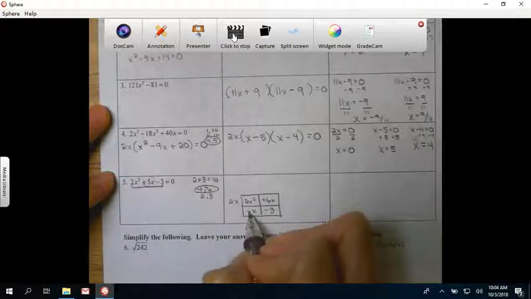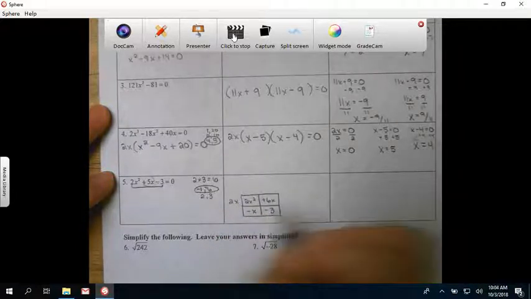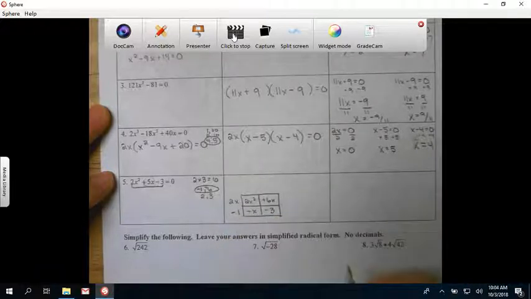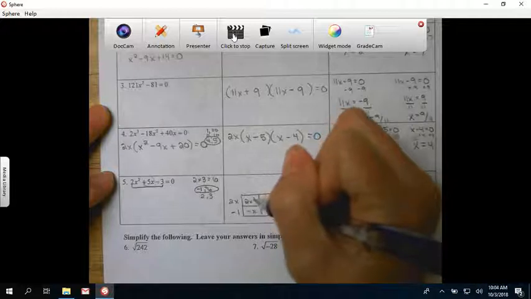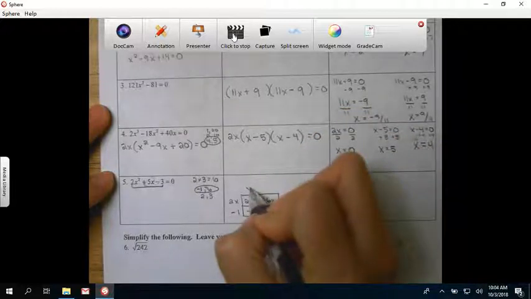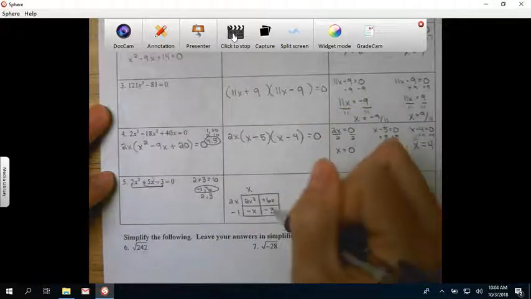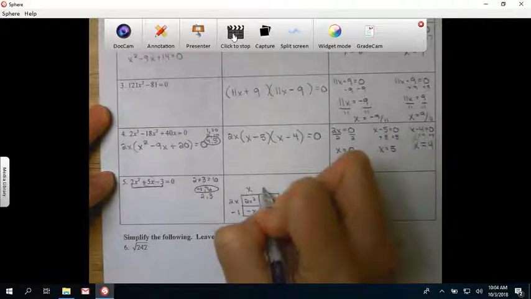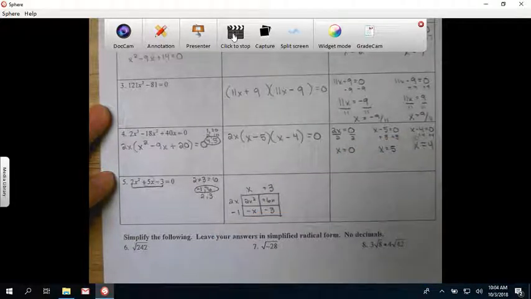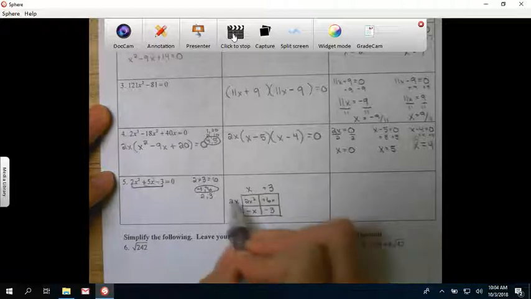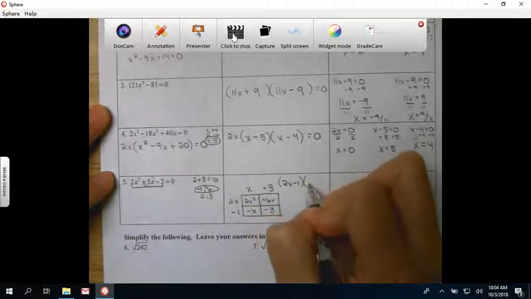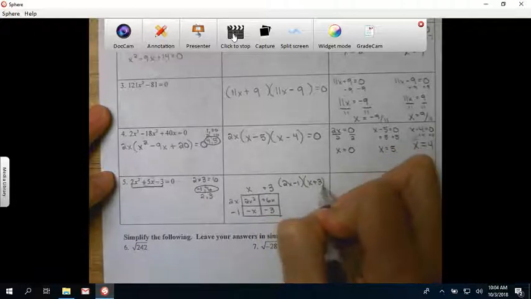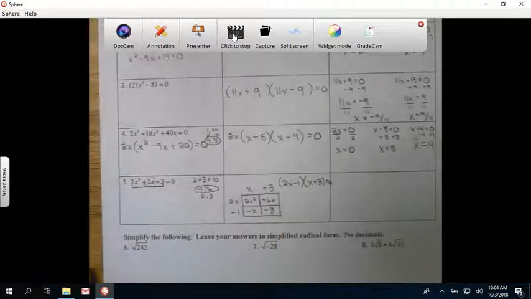Now if I look at a negative x and a negative 3, they have a negative 1. Now let's look down. So I have a 2x squared and an x. They both have an x in common. And I have a 6x and a 3. And they have a 3 in common. These become my factors. So 2x minus 1 and x plus 3. So there is my factored form.